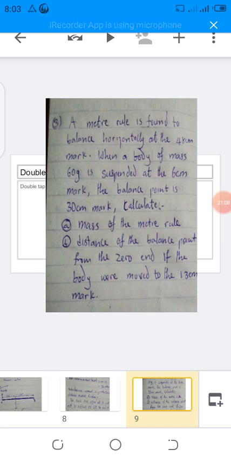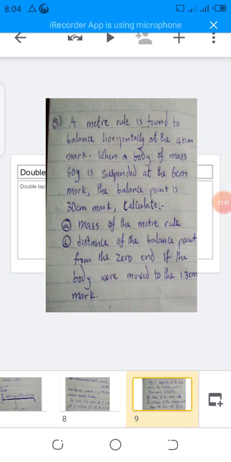A meter rule is found to balance horizontally at the 48 centimeter mark. When a body of mass 60 grams is suspended at the 6 centimeter mark, the balance point is 30 centimeter mark. Calculate the mass of the meter rule, and the distance of the balance point from the zero end if the body were moved to 13 centimeter mark. Now let's run through the question again before we start solving it.